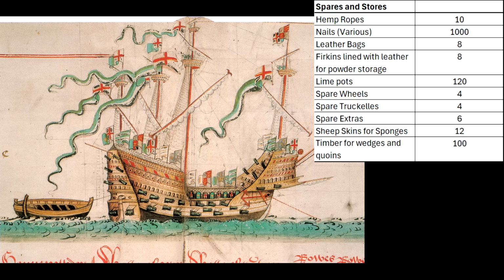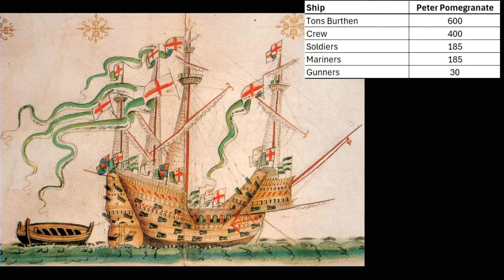And I would argue the spares and stores finally probably puts a seal on the idea that the Mary Rose is perhaps more of a gunship than her larger sister, because it has exactly the same number of spare wheels and spare gun trucks as the Henry Grace Adieu. Line pots are halved, but it actually has 2 more powder storage firkins than Henry Grace Adieu does. So once again, not a slouch in hand-to-hand combat, but perhaps definitely more configured for gunnery. And that brings us on to the Peter Pomegranate.